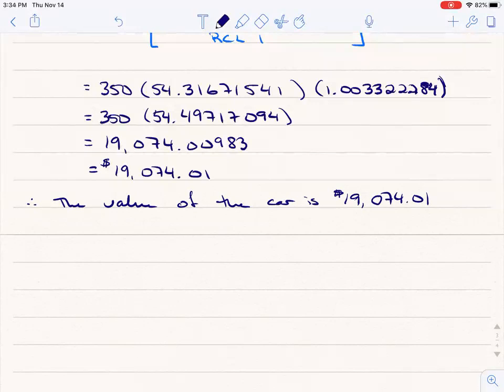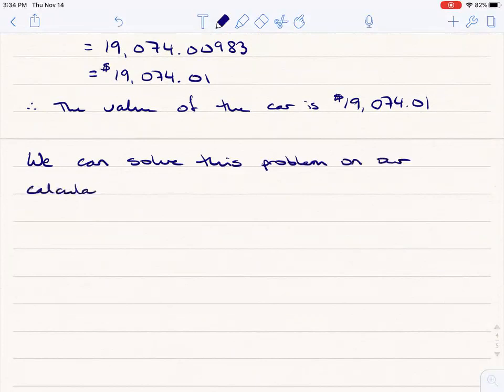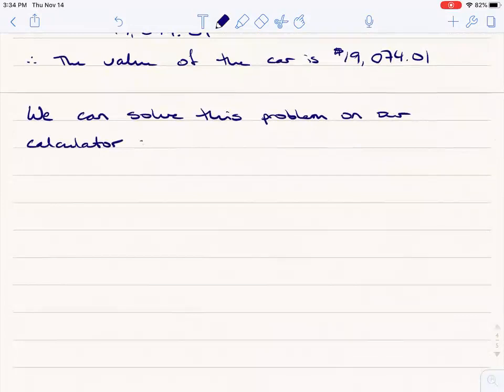Now, let's do this problem on our calculator. Just like we did before, because we know what the answer is supposed to be. So now we can make sure that we've got our calculator under control. So we can solve this problem on our calculator. But remember, you have to list all the entries.